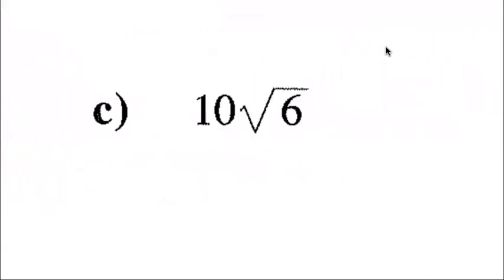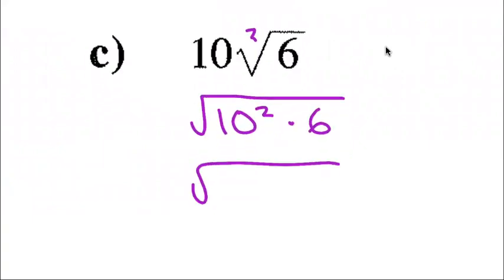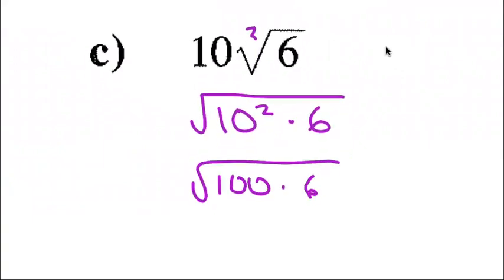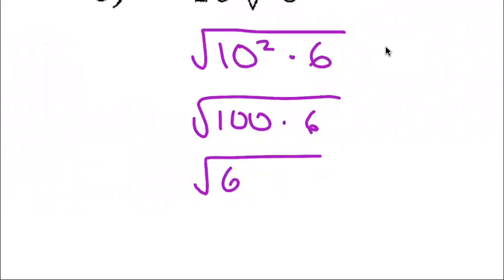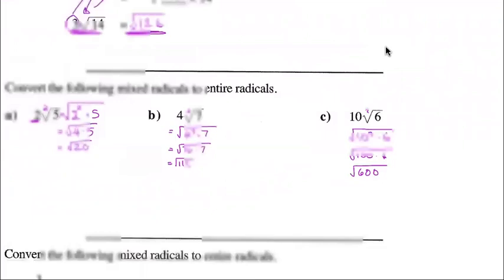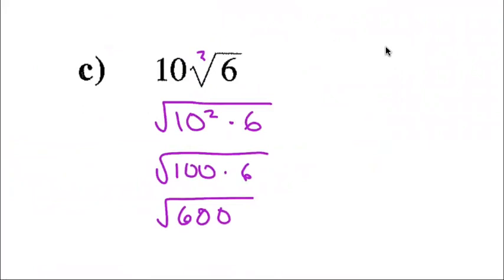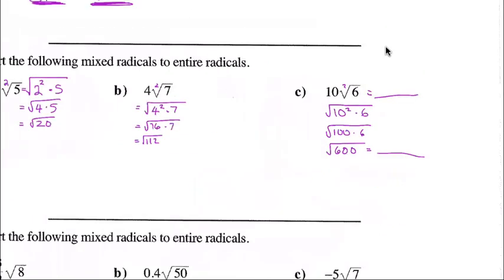Question B. 10 root 6. So this is 10 square root 6. To put this back into the radical, it's going to be 10 squared times 6. 10 squared is 100 times 6, 600. And again, you should be able to check these on your calculator fairly easily. You can punch in 10 times the square root of 6, which should give you some kind of decimal number. You could punch in the square root of 600, some kind of decimal number, and those two numbers should be the same.